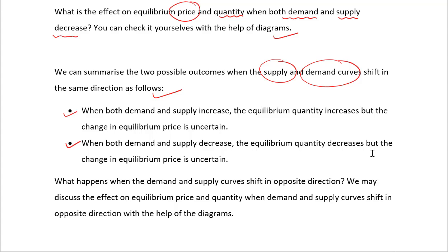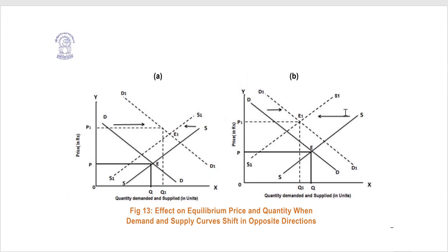What happens when the demand as well as supply curve shift in opposite directions? We may discuss the effect on equilibrium price and equilibrium quantity when the demand and supply curves shift in opposite directions with the help of diagrams. Just see it over here. Effect on equilibrium price and equilibrium quantity when demand and supply shift in opposite directions.